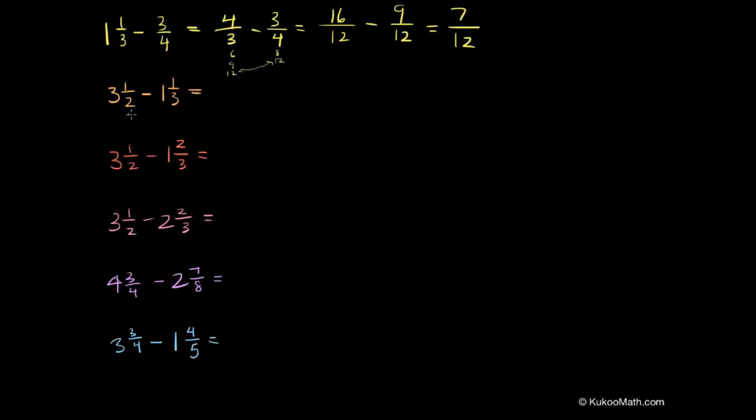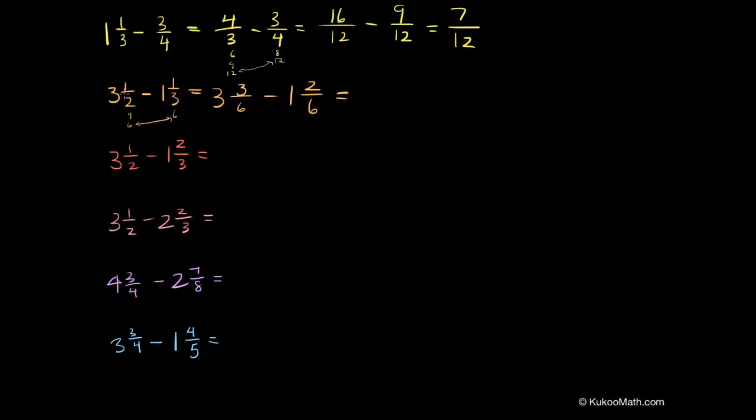So 2, 4, 6. 3, 6. So 6 will be the first one. That will be the new denominator. 3 with a denominator of 6, 1 with a denominator of 6. 2 times 3 equals 6, so 1 times 3 is equal to 3. 3 times 2 is equal to 6, so 1 times 2 is equal to 2. This is our new problem.